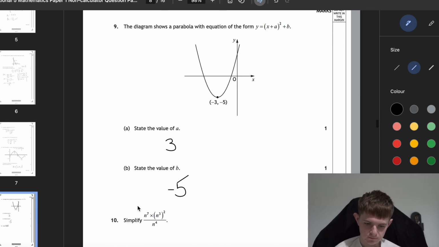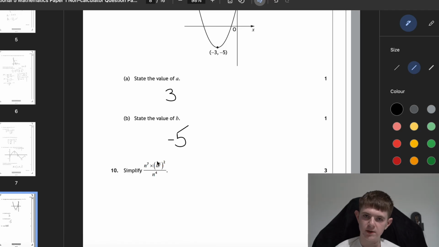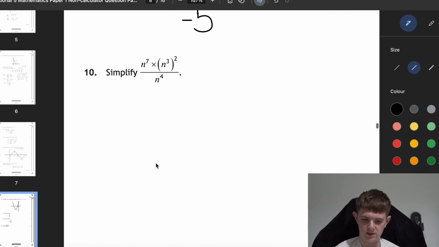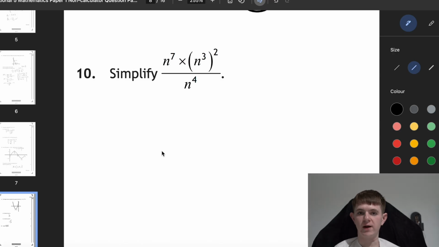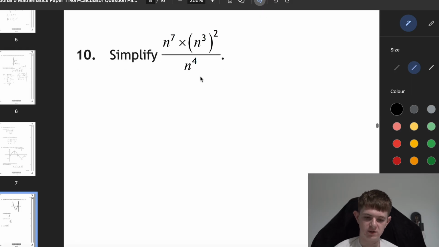Righty. In here, we've got an indices question. Tricky, but we'll get there. So, the rules of indices: if you're multiplying, you add the indices. If they're in a bracket like this, you times them. And if you're dividing, like this fraction here, you're taking them away. That's all that we need to know for this question.